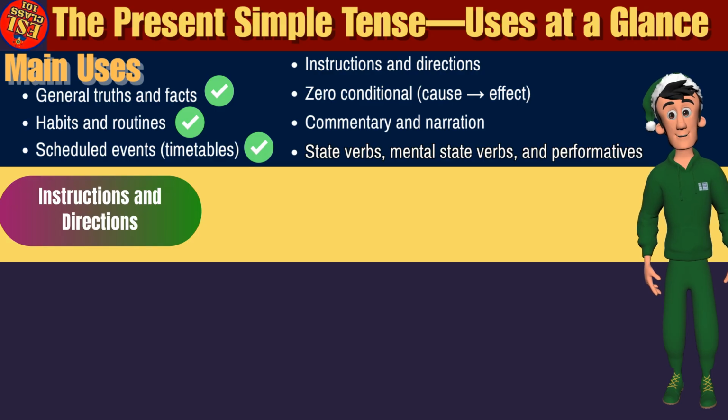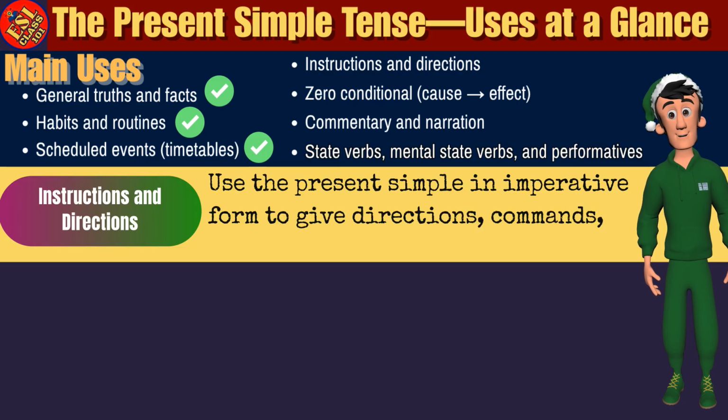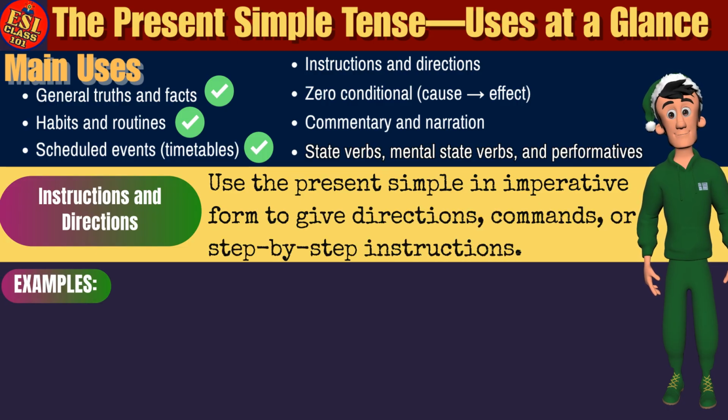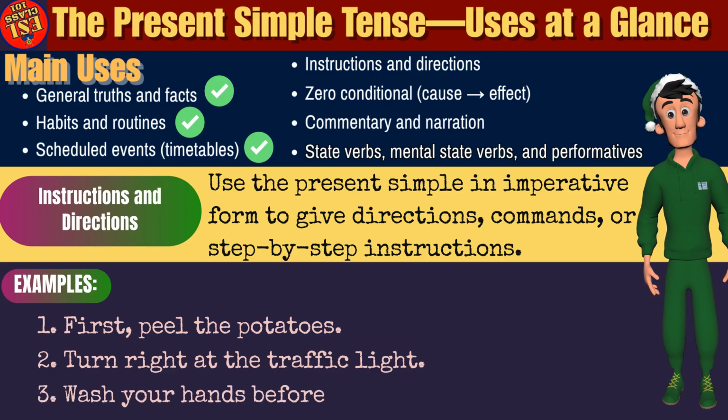Instructions and directions. Use the present simple and imperative form to give directions, commands, or step-by-step instructions. Examples: First, peel the potatoes. Turn right at the traffic light. Wash your hands before you eat.